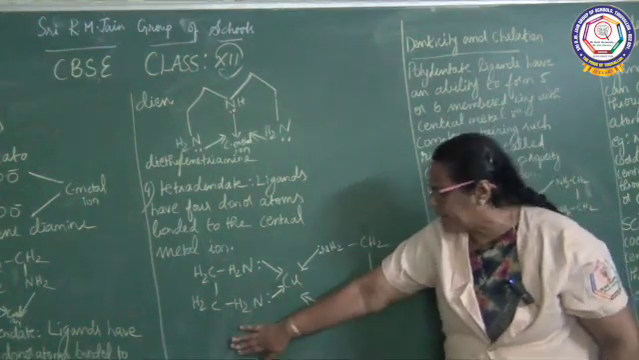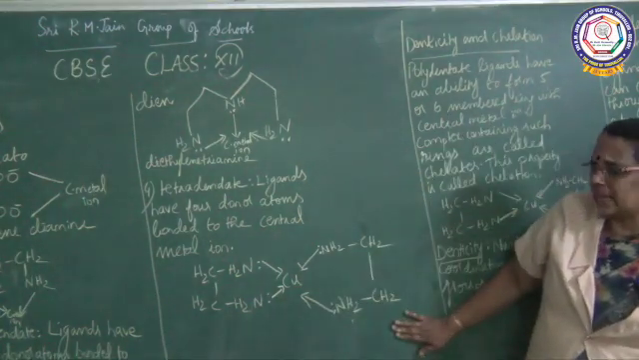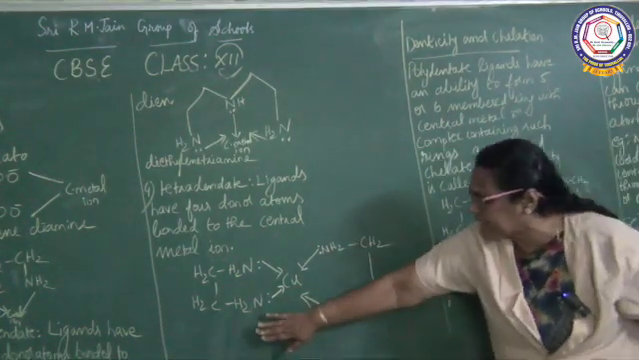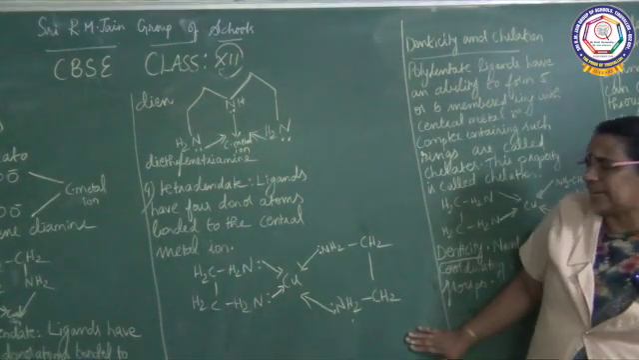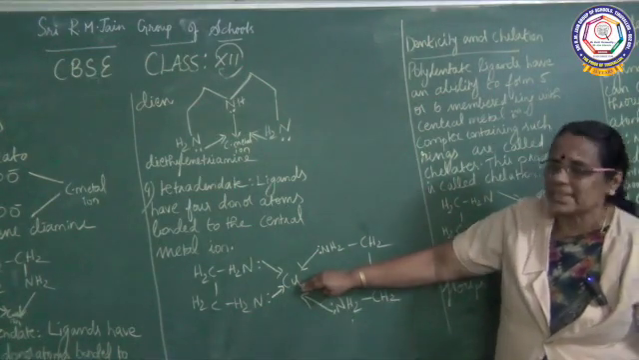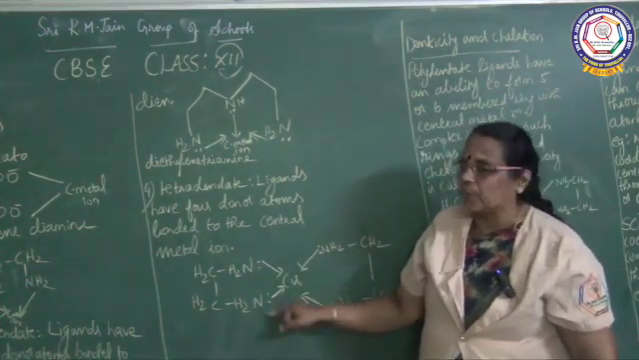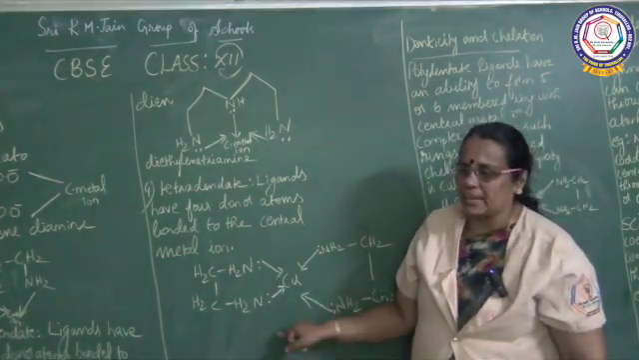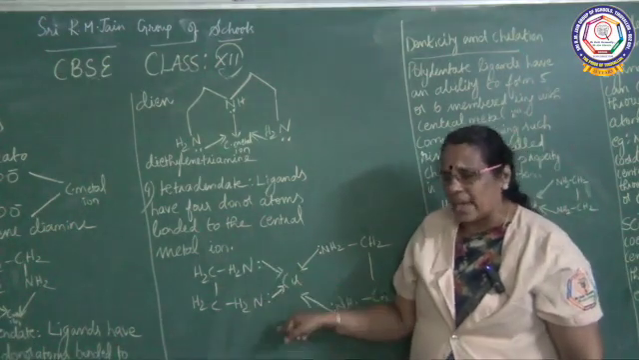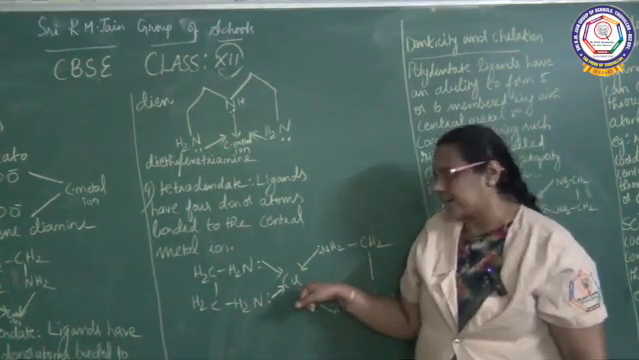This is one ethylene diamine. This is another ethylene diamine. So here is one ethylene diamine, and again there is another ethylene diamine bonded to the central metal ion. This ethylene diamine molecule has two nitrogen atoms, and each nitrogen is sharing an electron pair towards copper.